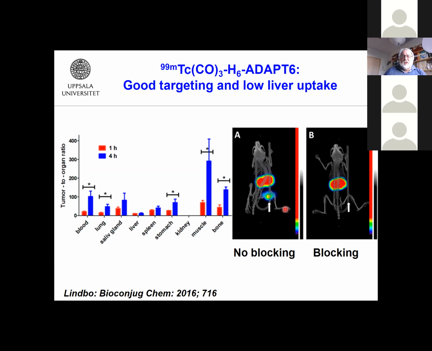We have also shown that if we saturate HER2 receptor with antibody trastuzumab, we suppress binding. So we have demonstrated that the targeting is HER2 specific.